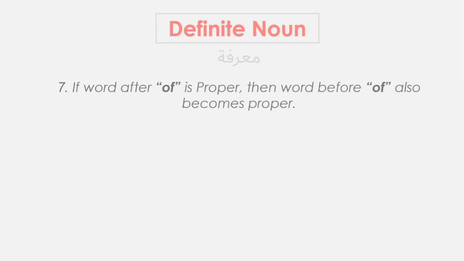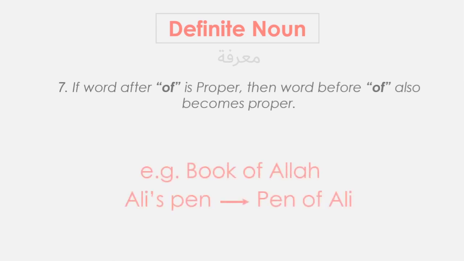Finally, if a word after of is proper, then the word before of also becomes proper. For example, Book of Allah, the word Allah here is present after of and is proper. So the word before of, which is book, and normally a common word, will also become proper. Another example is pen of Ali. Pen and Ali both are proper.